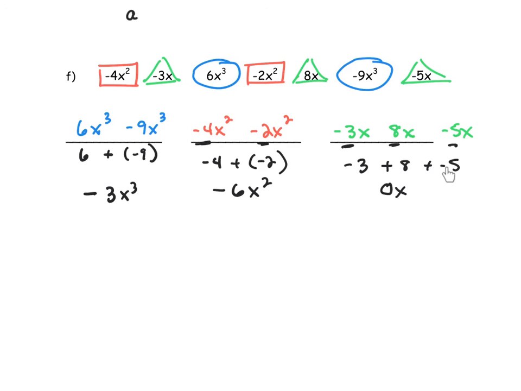Positive 5 plus negative 5. Those are additive inverses, which bring us back to 0, and we have 0x. Now, if we're going to write this as an expression, we would want to keep the negative 3x to the third power, and we'd want to keep the negative 6x squared. However, since this is 0, we probably would not need to write it.